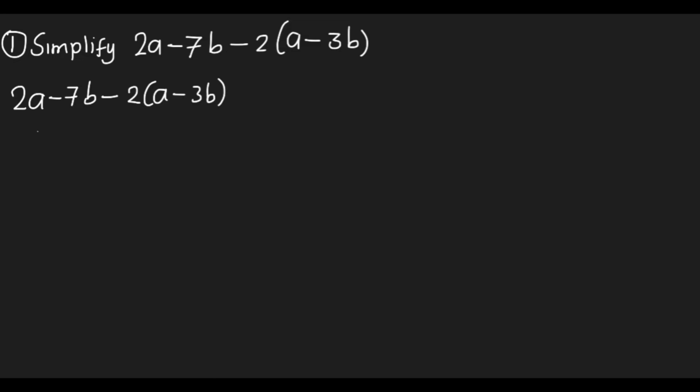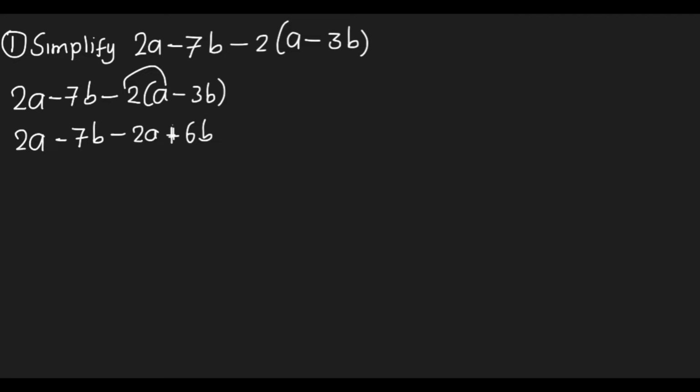Now, the first step here is that we need to make sure that we get rid of the brackets. So 2a and 7b will just be written like that. Then this negative 2 should be multiplied by a. So negative 2 times a will give negative 2a. Then the second one, negative 2 will multiply with negative 3b, which will give us positive 6b.